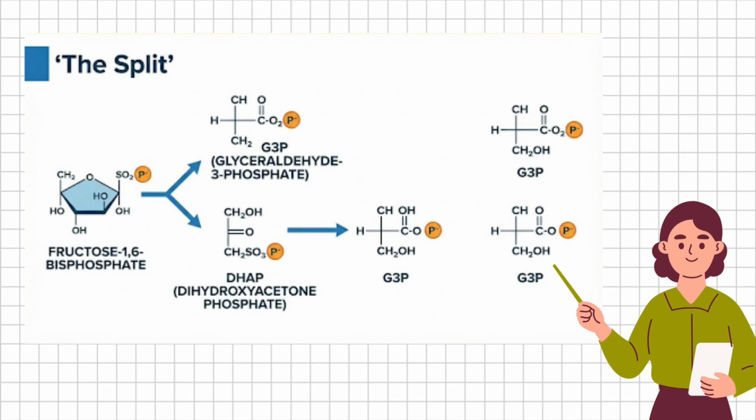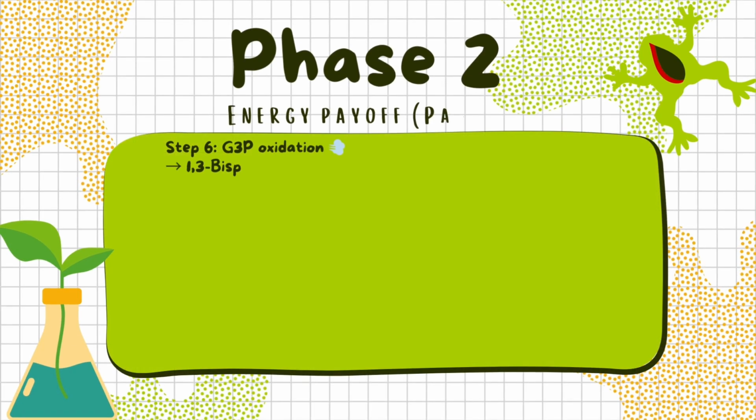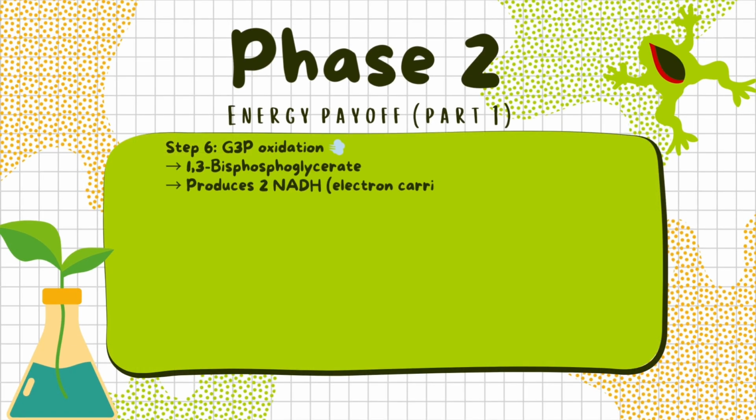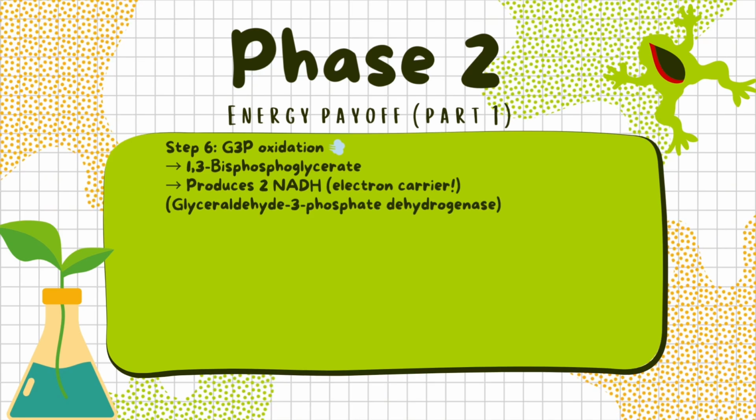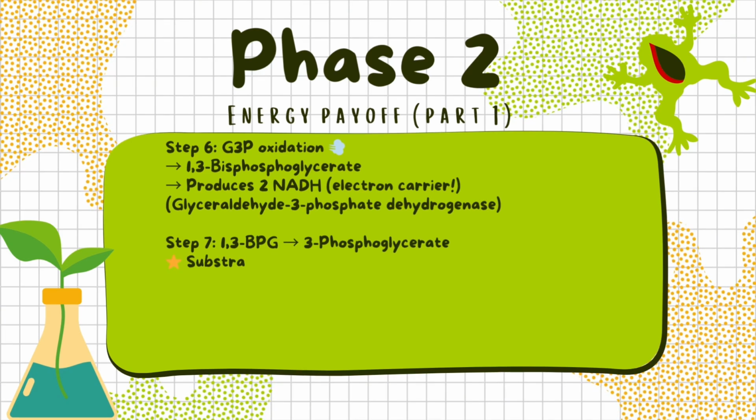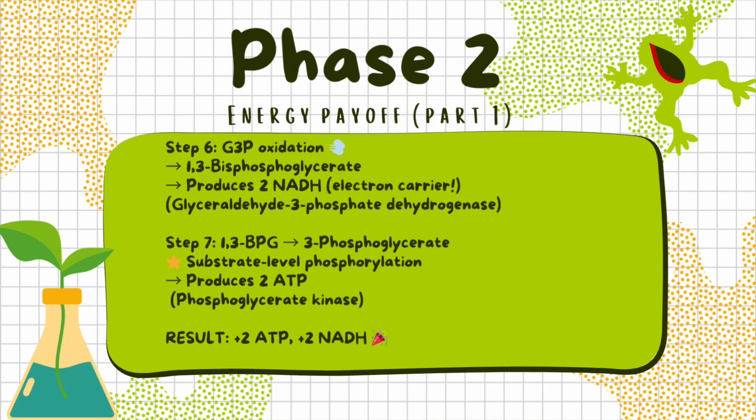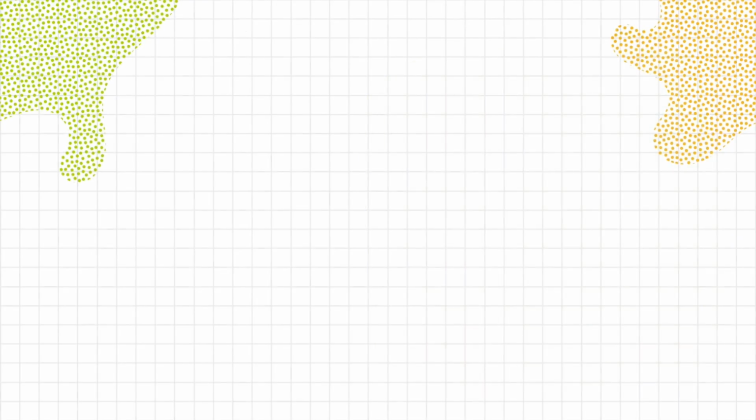Now we enter the energy payoff phase. In step 6, G3P is oxidized to form 1,3-bisphosphoglycerate. This reaction is catalyzed by G3P dehydrogenase and produces 2 NADH electron carriers. In step 7, phosphoglycerate kinase performs substrate-level phosphorylation to convert 1,3-bisphosphoglycerate into 3-phosphoglycerate. This produces 2 ATP. At this point, we have broken even on our energy investment.